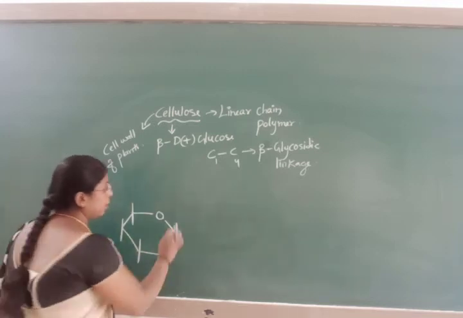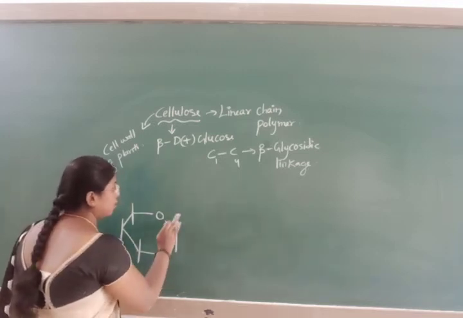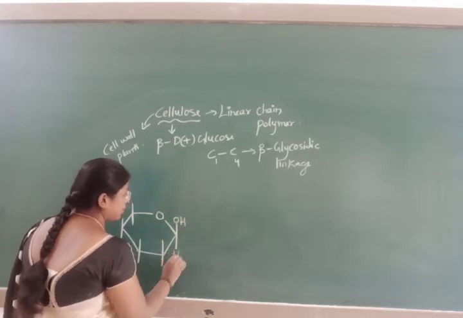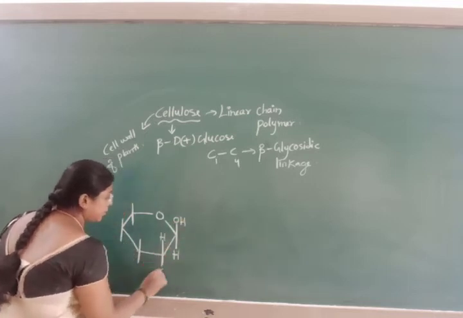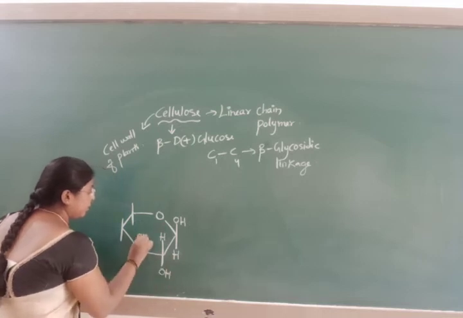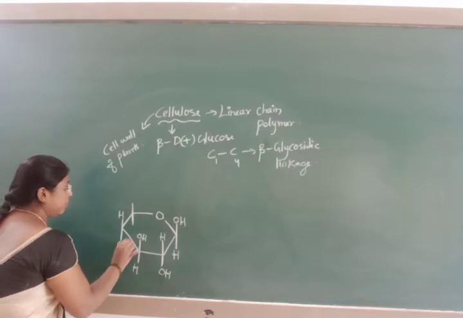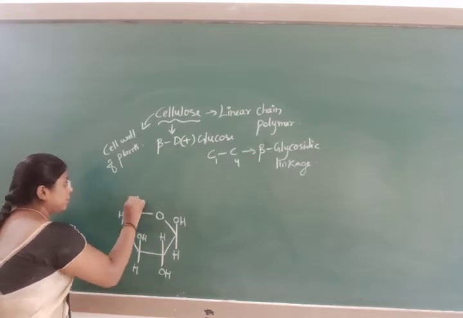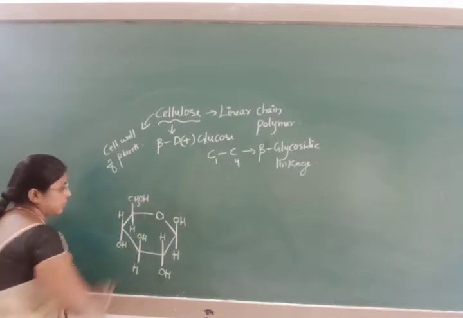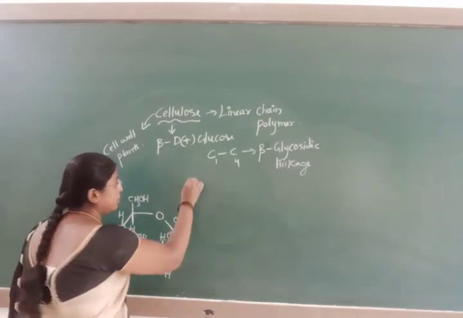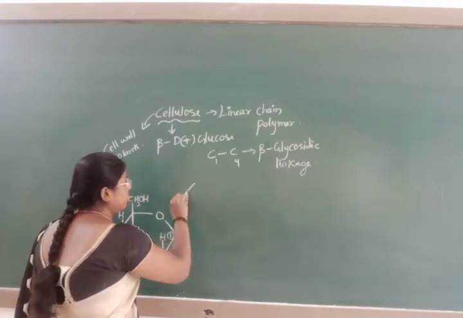This is HOH, if I write it is alpha. For beta it will be OH, H. Second will be HOH. Third will be OH, H. Fourth will be HOH. Fifth will be H. And this will be CH2OH. Here it will form, this is the first carbon. If I take another, it is the fourth carbon.